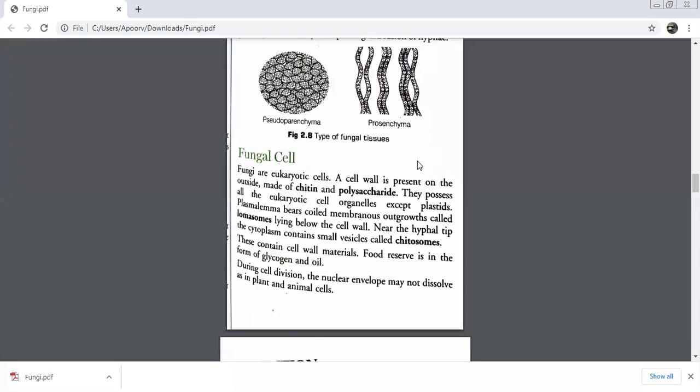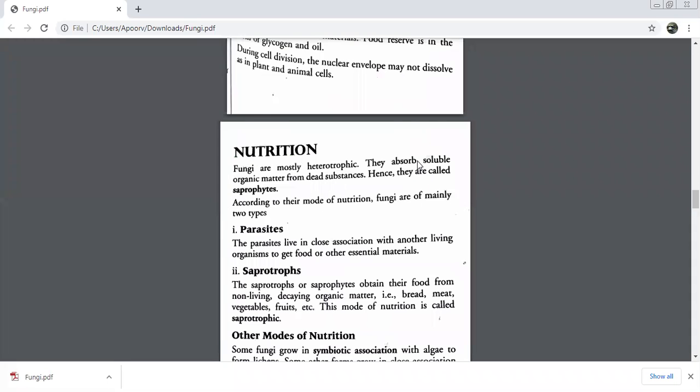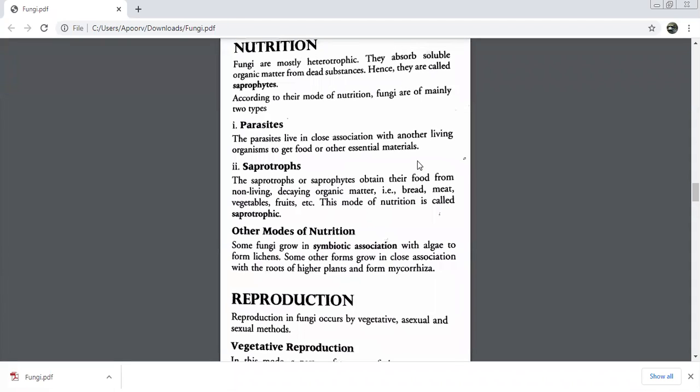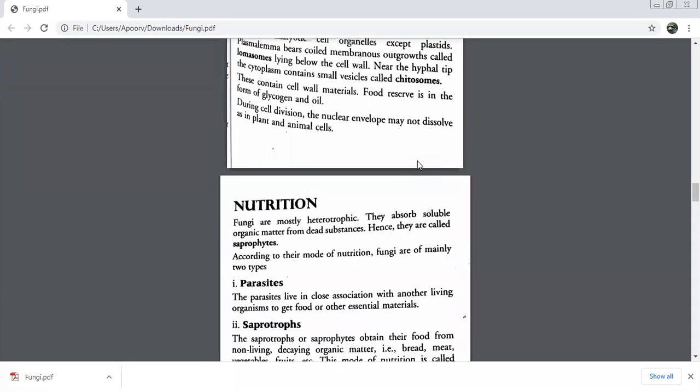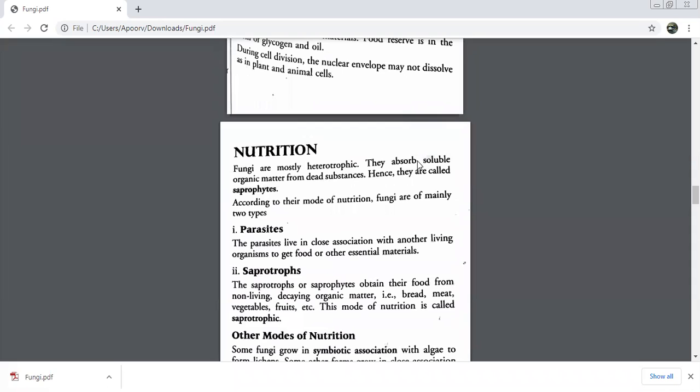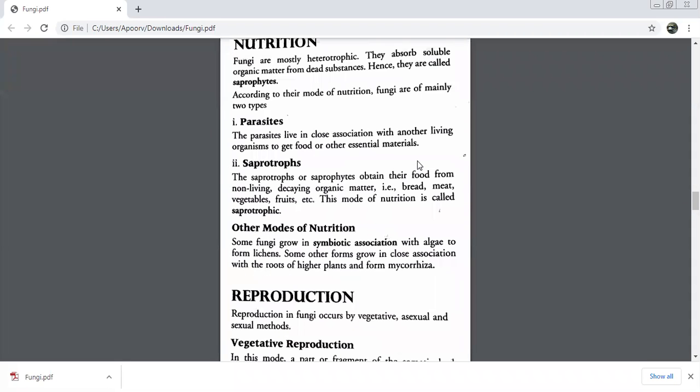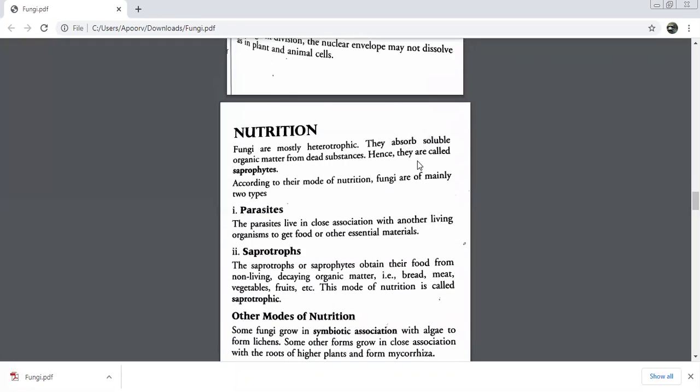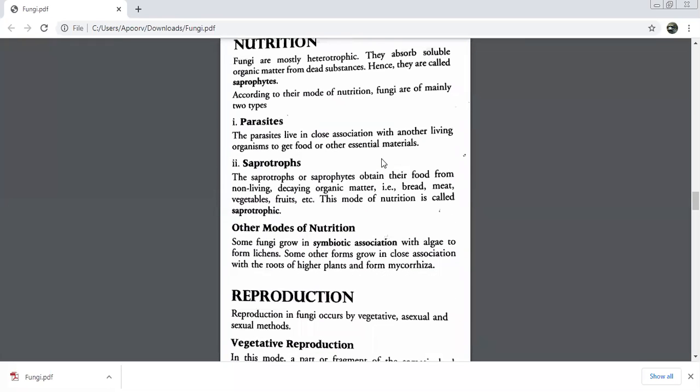Tell me the difference between prosenchyma and pseudoparenchyma. Let me see how much you remember what we've done. In pseudoparenchyma, the cells are fused together and cannot be distinguished. And in the other one, remember that, they are distinct.